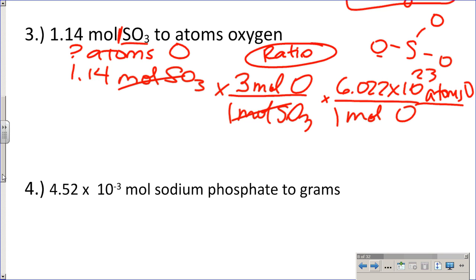So remember, our particles come in 3 varieties. Atoms, if you're dealing with elements, molecules, or formula units, right? So we have 3. All right, I'll calculate this.